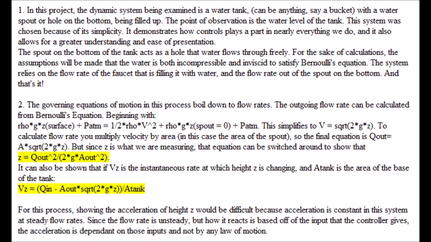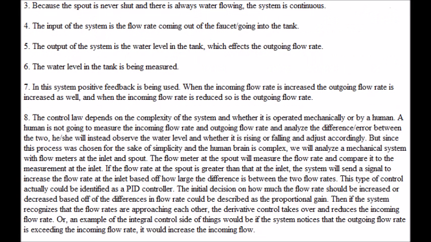The acceleration of the height isn't really calculable just because the acceleration is constantly changing due to the PID control system. Because the spout is never shut and there is always water either flowing or not flowing at all, the system is continuous. The input of the system is the flow rate coming out of the faucet going into the tank. The output of the system is the water level in the tank, which affects the outgoing flow rate. The water level in the tank is what's being measured.